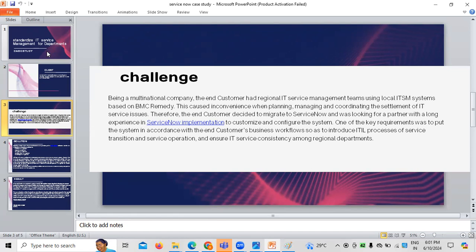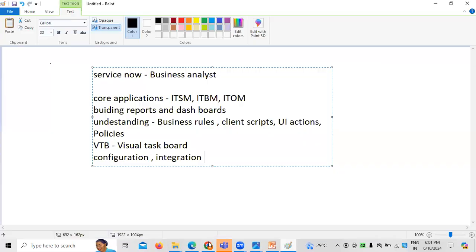So I think this is all about the session, right? You understood? Last time I gave an intro to BA in the context of ServiceNow. And today I have discussed the skill sets required for a BA, and the different skill sets you must be good with as a business analyst in ServiceNow. At the same time, you need to have some live exposure, some case study knowledge, which is always helpful to you.